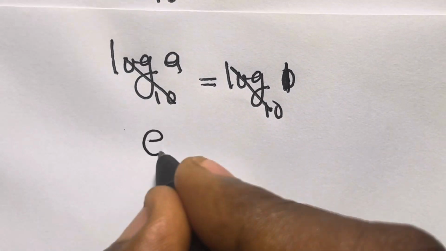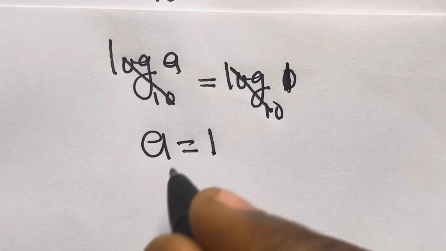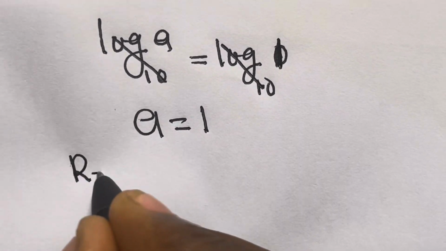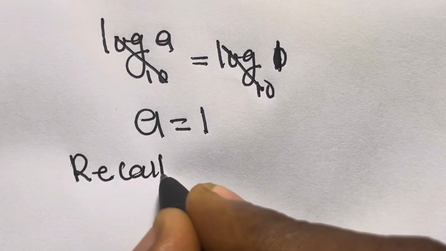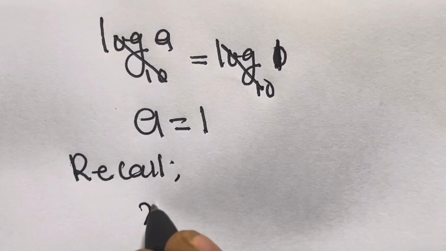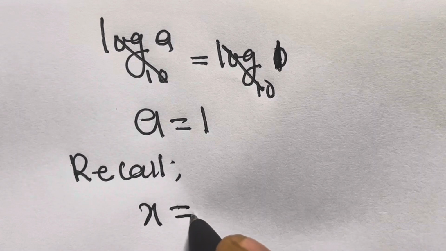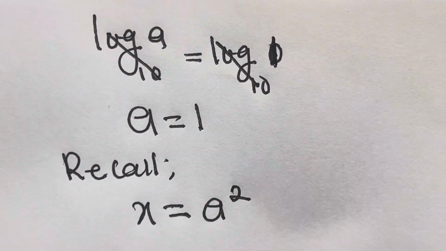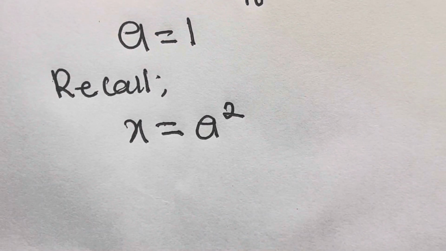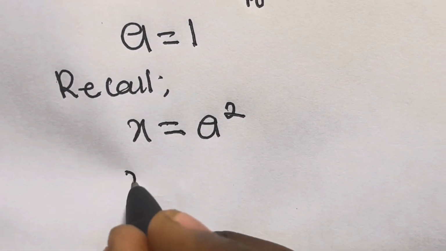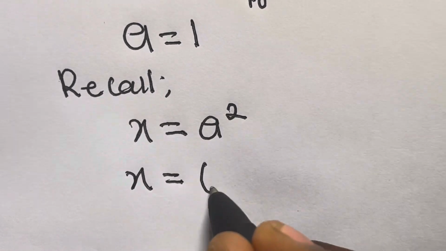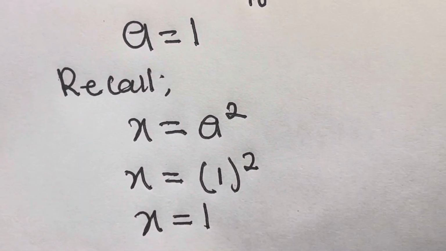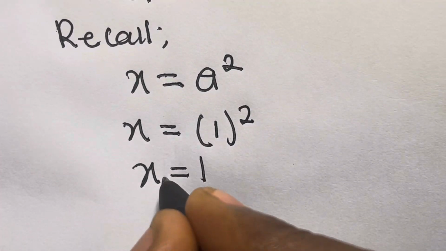So now we have a equals 1. But we are not looking for a here, we are looking for x. So recall that our x is equal to a squared, and we have gotten our a to be equal to 1. So we can easily substitute a here. We have x equals 1 squared, which gives us 1. So our x is equal to 1. You can just say this is x1.